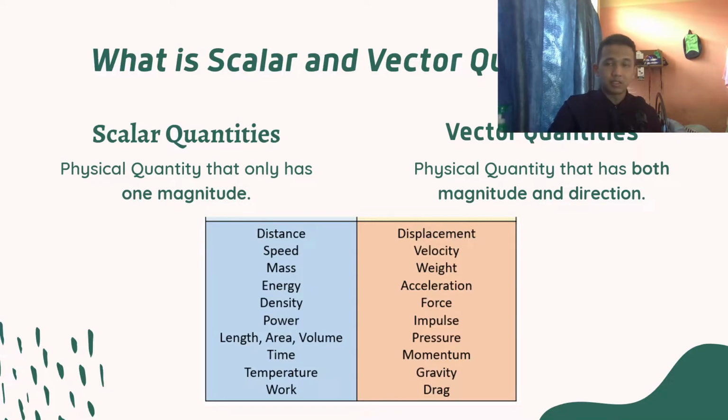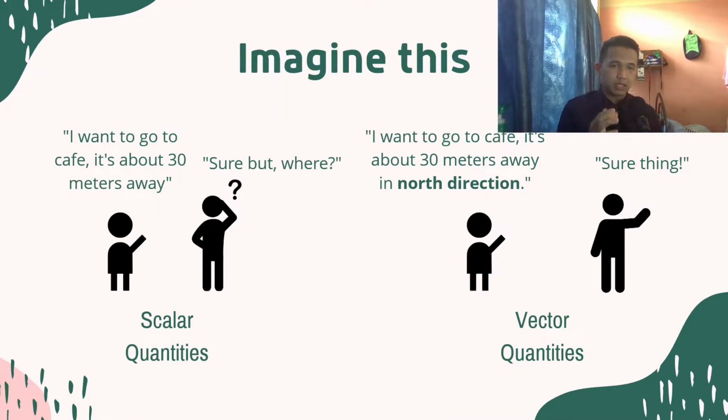And let's go into the other slide. So imagine this. In the situation of scalar quantities, person number one said, I want to go to the cafe. It's about 30 meters away. But the question is, where? It can be north, south, west, or east. It can be any direction, since person number one did not mention the direction. That is a scalar quantity.